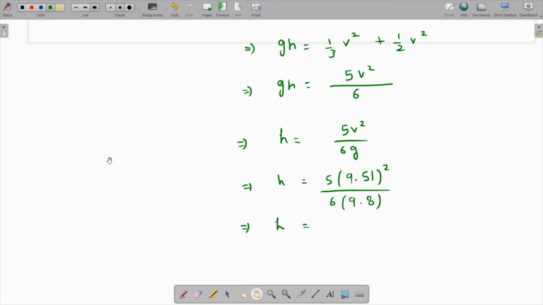So it's going to come out as 7.69, and the height is in meters, which is the SI unit. So this is the required value of the height from which the ball is released.